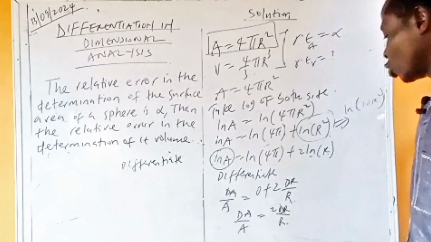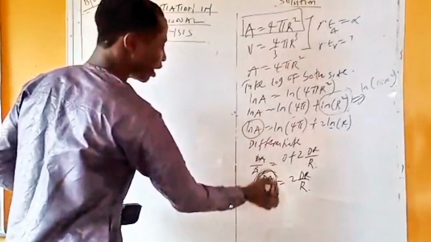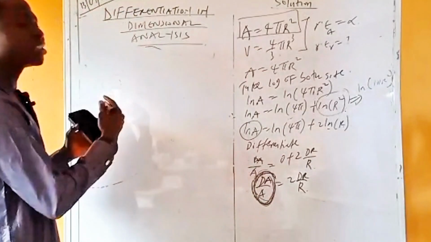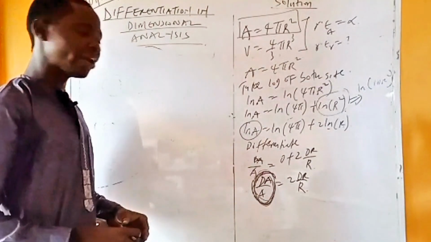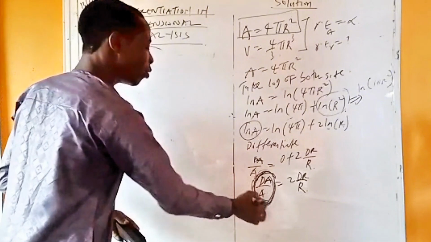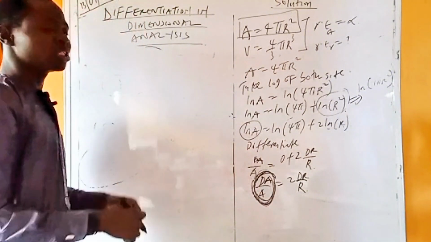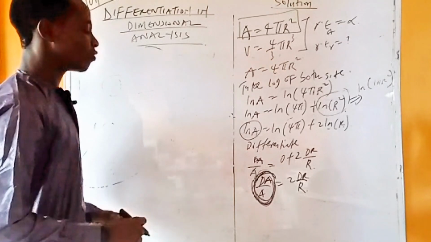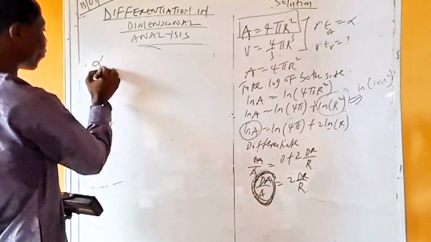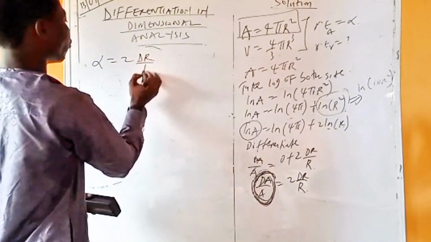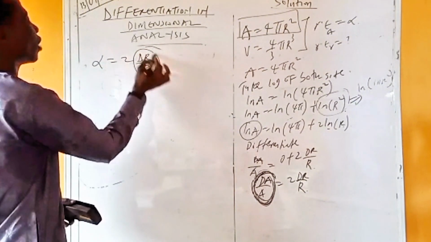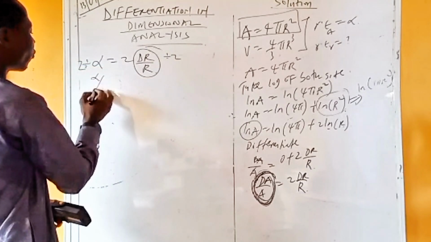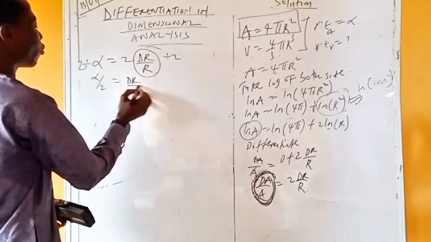Now dA over A here is equal to 2 dr over r, and dA over A represents the relative error for the surface area of the sphere. So I will replace dA over A by alpha, because in the question the relative error of the area of the sphere is denoted by alpha. That is alpha is equal to 2 dr over r. I want to get dr over r, so I divide through by 2. I will have alpha over 2 is equal to dr over r.